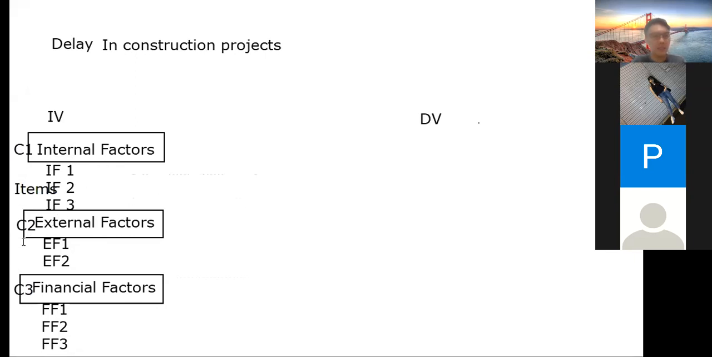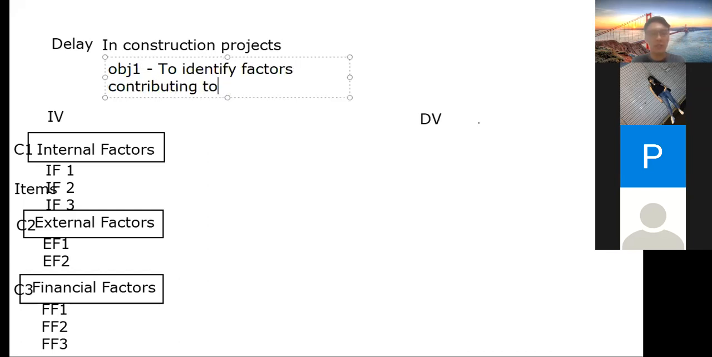I don't want to waste time. Now your lecturer asked you to read lecture 2 and six journals, and you are doing all the readings. My next recommendation: take out an Excel sheet. You want to find factors of delay. Your objective one is to identify factors contributing to delay.